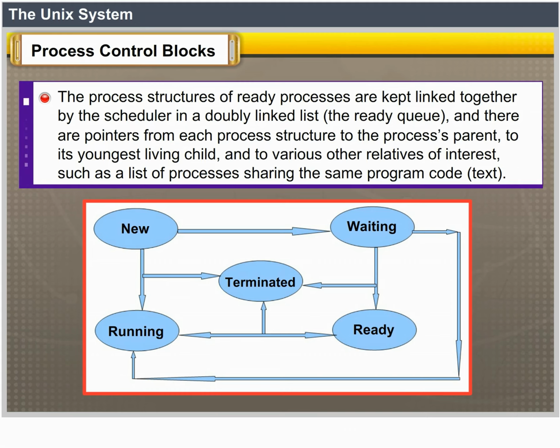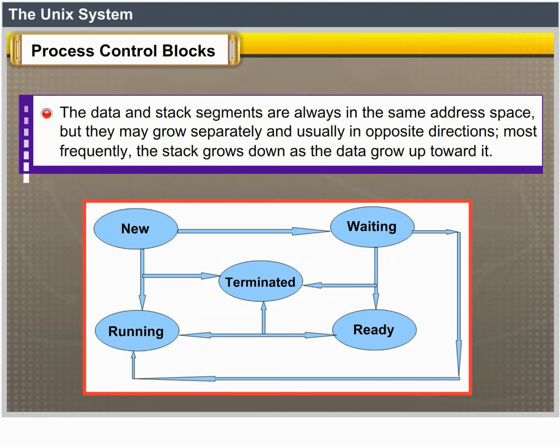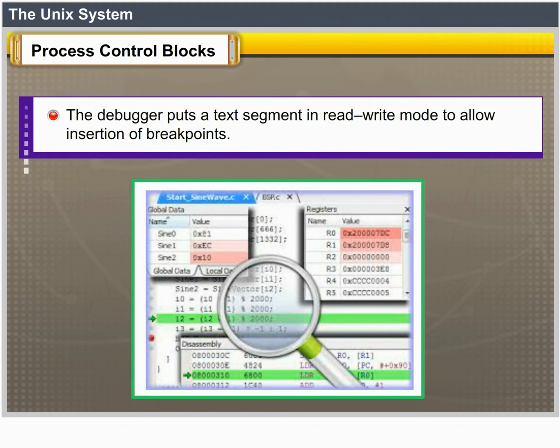The virtual address space of a user process is divided into text, program code, data, and stack segments. The data and stack segments are always in the same address space, but they may grow separately and usually in opposite directions. Most frequently, the stack grows down as the data grows up toward it. The text segment is sometimes, as on an Intel 8086 with separate instruction and data space, in an address space different from the data and stack, and it is usually read-only. The debugger puts a text segment in a read-write mode to allow insertion of breakpoints.